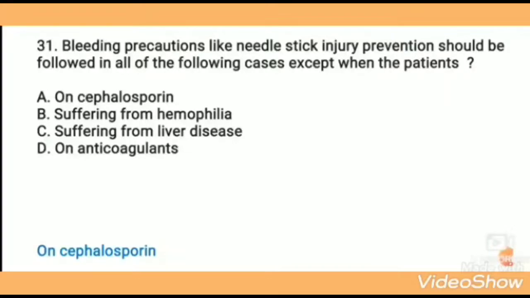If a patient is suffering from hemophilia, that means he or she has absence of some clotting factors. If suffering from liver disease, the liver is responsible for producing most of the coagulation factors. And if the patient is on anticoagulants like heparin or warfarin, they help in dissolving blood clots or make the blood thin. Next question.